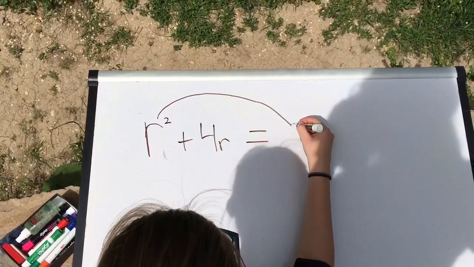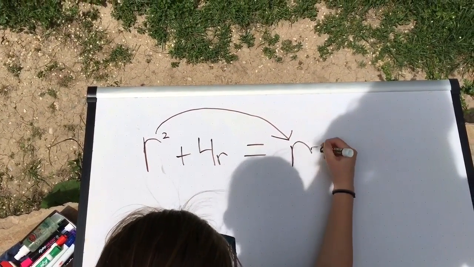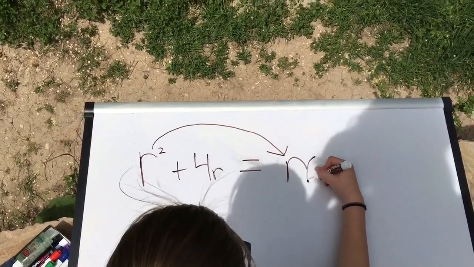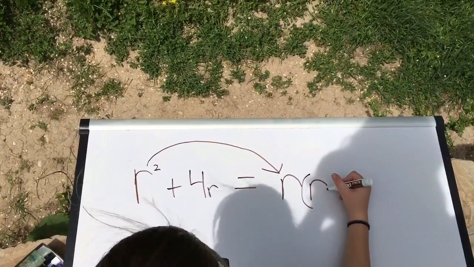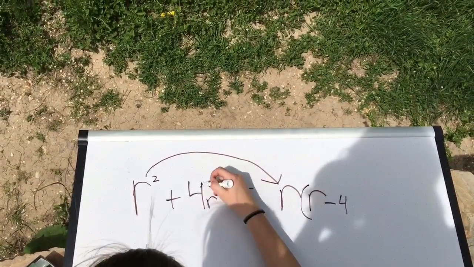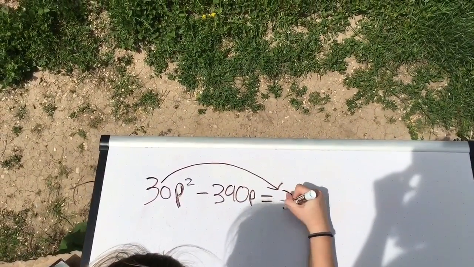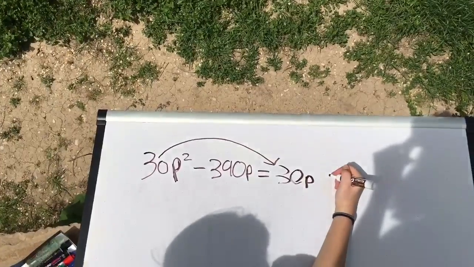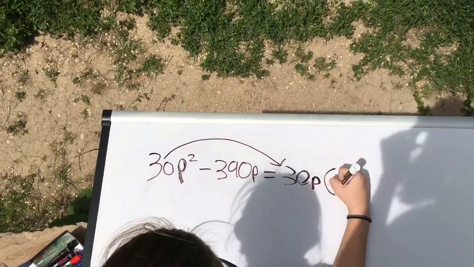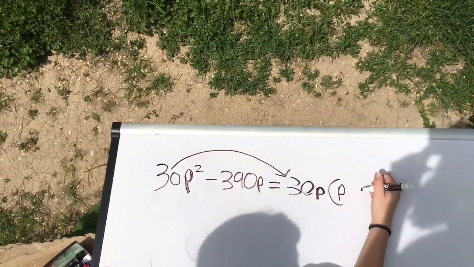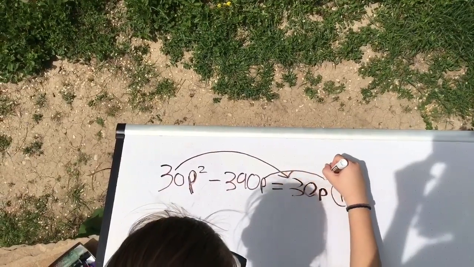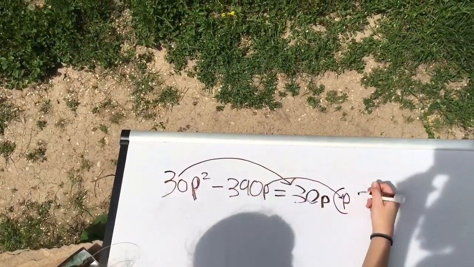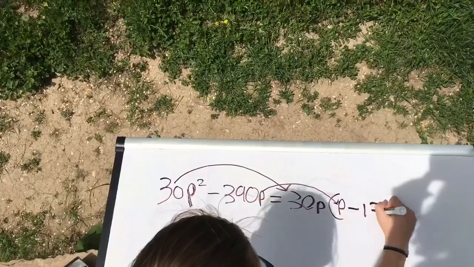Alright, so we're gonna factor out an r on both of them, so that leaves us with r minus 4. Okay, in this next equation, we can figure out that 30p can be factored out of 30p squared and 390p. So that leaves us with 30p, parentheses, p minus 13.